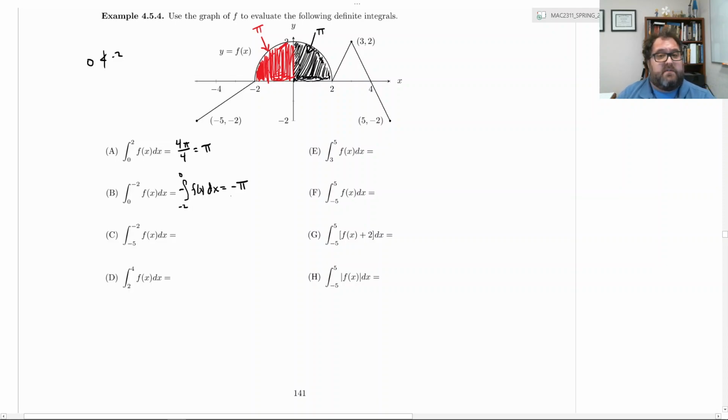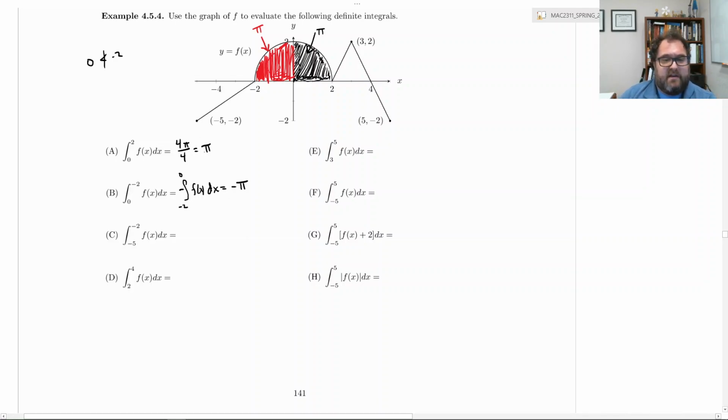Okay. So even though geometrically those two regions have an area of pi, those two definite integrals are different because the second one did not have the situation where a is less than b. The lower limit of integration was not less than the upper limit of integration. Therefore, we had to swap them.